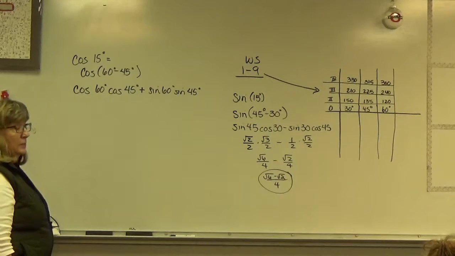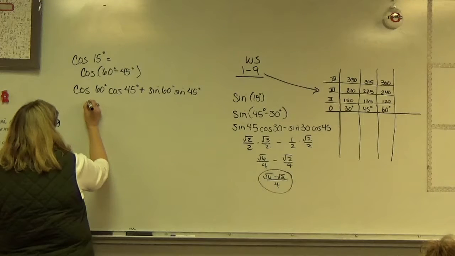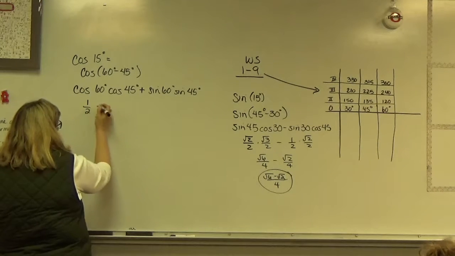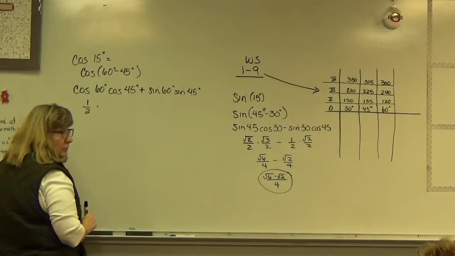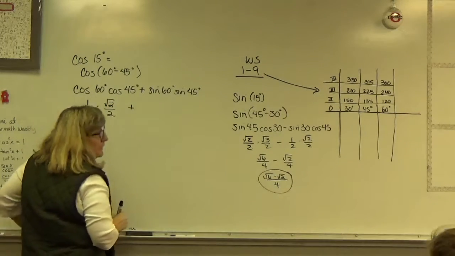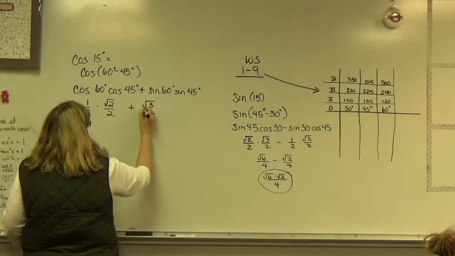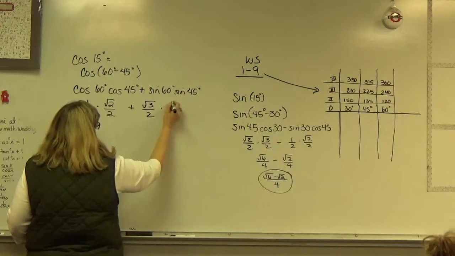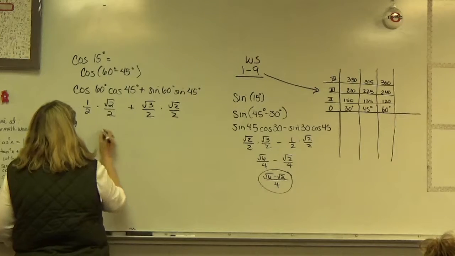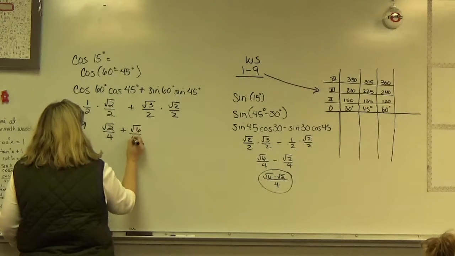What's the cosine of 60 degrees? 1/2. What's the cosine of 45 degrees? What's the sine of 60 degrees? Square root of 3 over 2. And what's the sine of 45? Radical 2 over 2? Yep. So I get the square root of 2 over 4 plus the square root of 6 over 4.